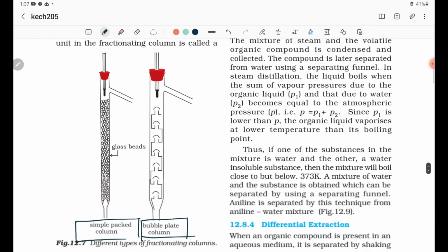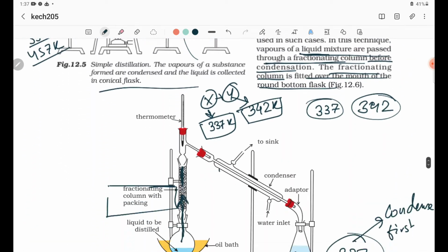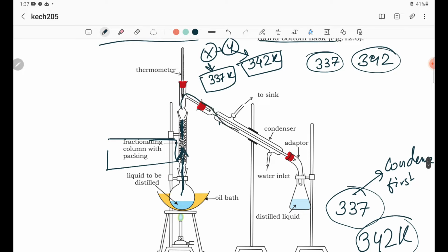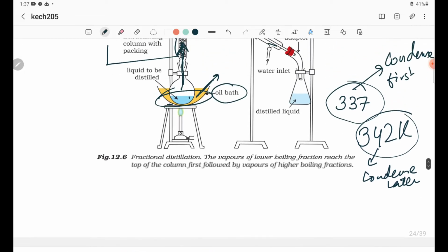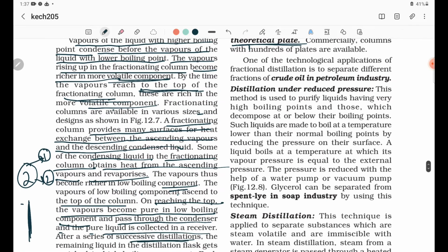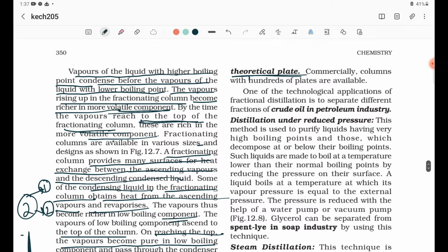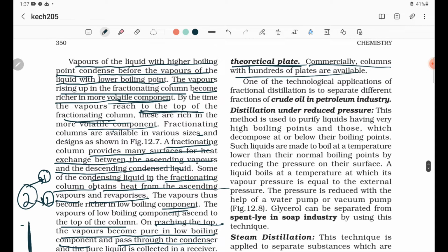So what will happen, one like this will reach higher up, and from there it will go like this. But the one which has high boiling point will be over here. See, there is an oil bath also. This is an oil bath. So the high boiling solution will be remaining, and this is called a theoretical plate. Commercially, columns with hundreds of plates are available. One of the technological applications of fractional distillation is to separate different fractions of crude oil in the petroleum industry.